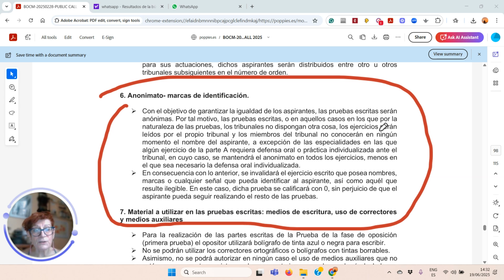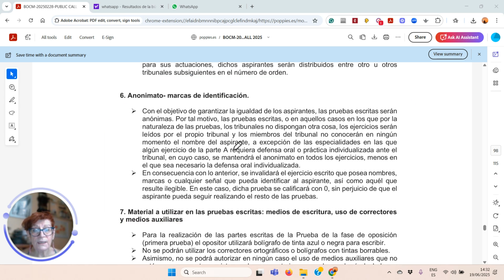Notice that you cannot. The writing will be read by the members of the panel, and so you cannot include anything with your name, any kind of mark, etc. That's what it says concerning point number 6.